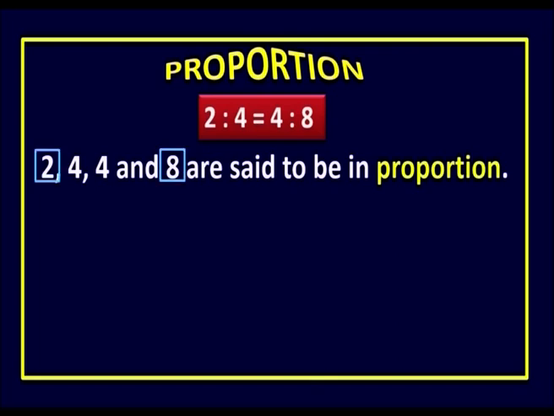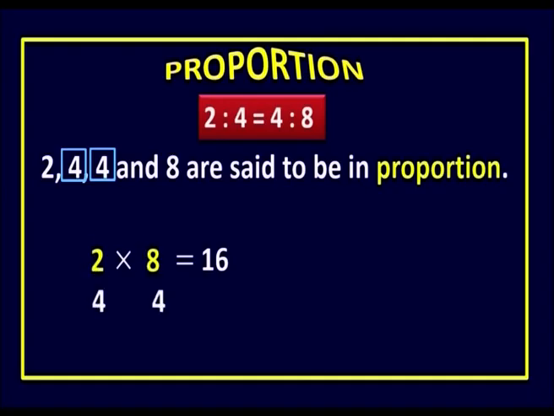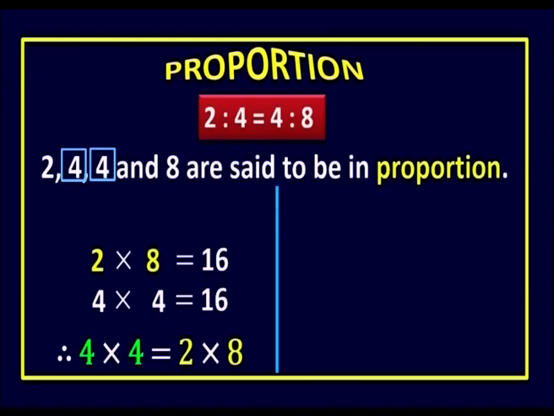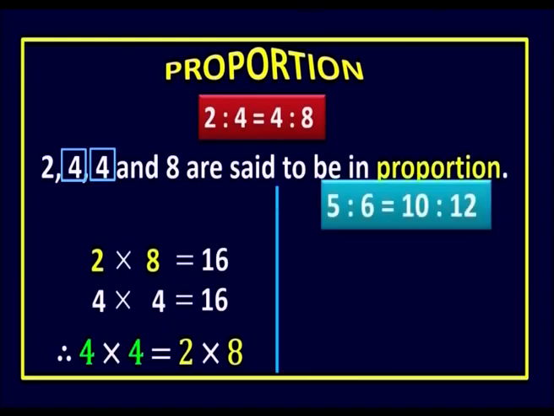Now, here we have seen already 2, 4, 4 and 8 are in proportion, isn't it, children? Take a look at 2 and 4. Now, let us multiply these two numbers, children. So, what do you get? Yes, you get 16. Now, let us consider the two numbers which are in the middle, that is 4 and 4, and we will multiply them also. Now, what do you get on multiplying these two? Yes, again you get 16. That means I can write 4 into 4 is equal to 2 into 8. Now, let us take another example also, children. I take 5 is to 6 equal to 10 is to 12.